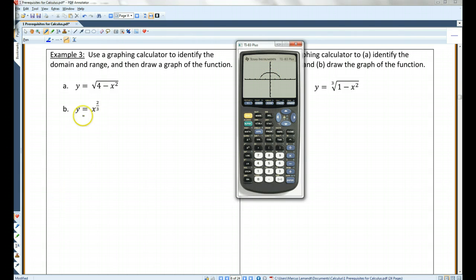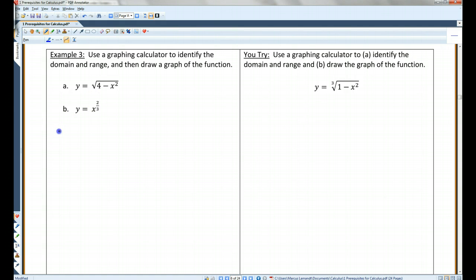Okay? Let's go ahead and write that down. Actually, let's graph this first. So the graph looks something like this. So the domain, negative 2 to 2. The range, 0 to 2.